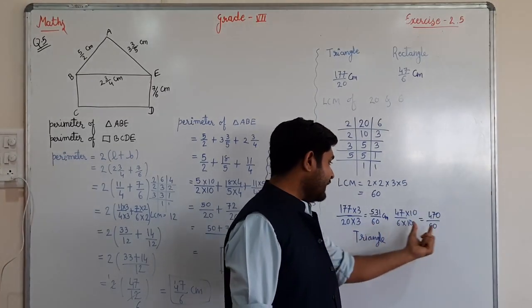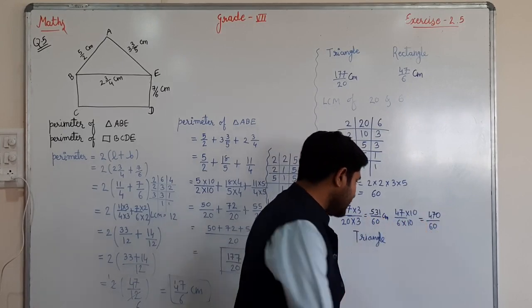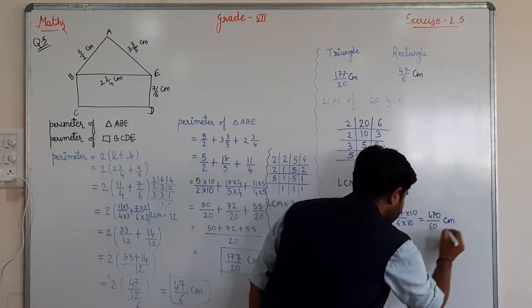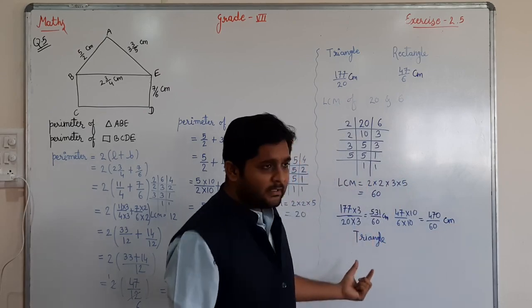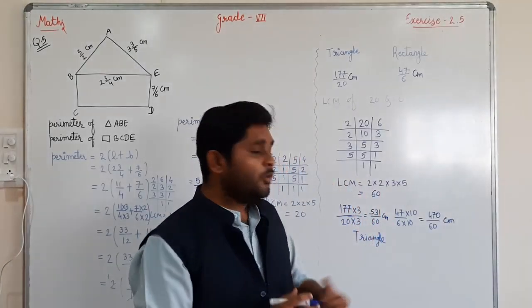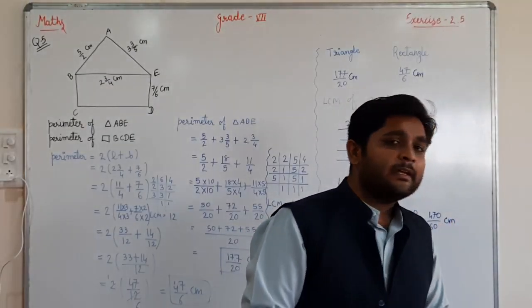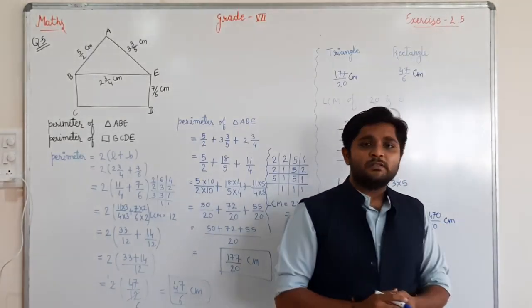So friends, now we can compare. This is the perimeter of the triangle and this one is the perimeter of the rectangle. From both fractions we can say that the perimeter of the triangle is greater. So here we finish today's video.